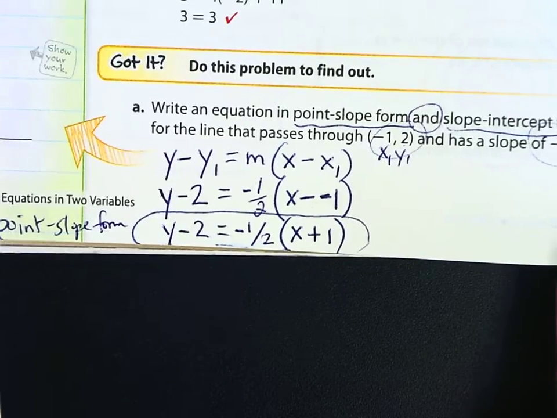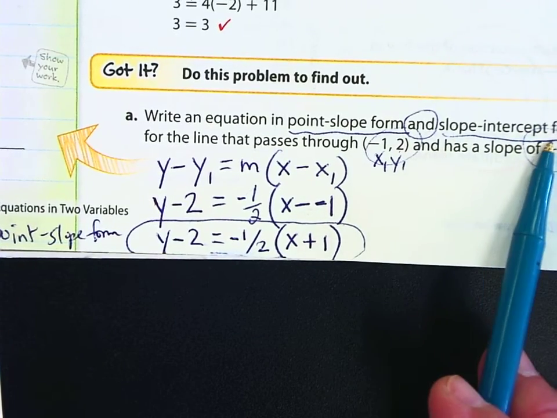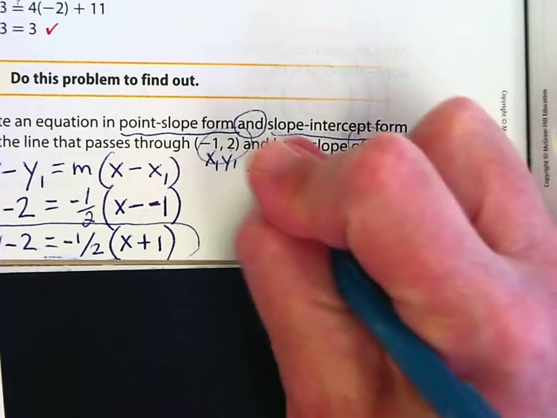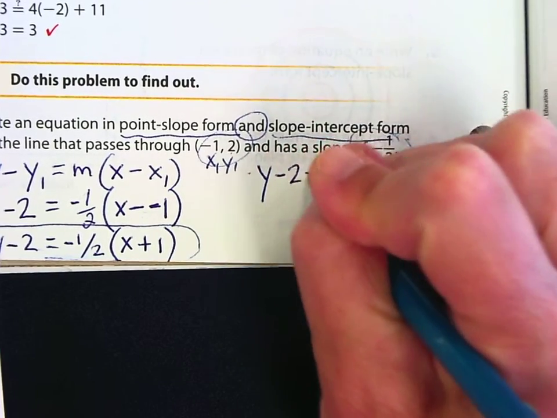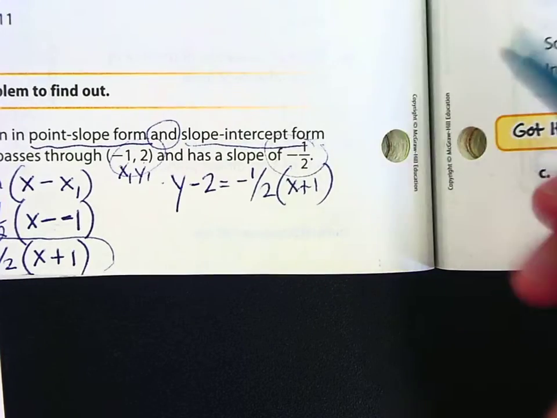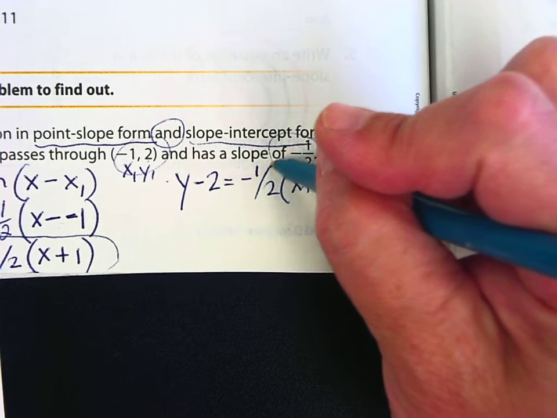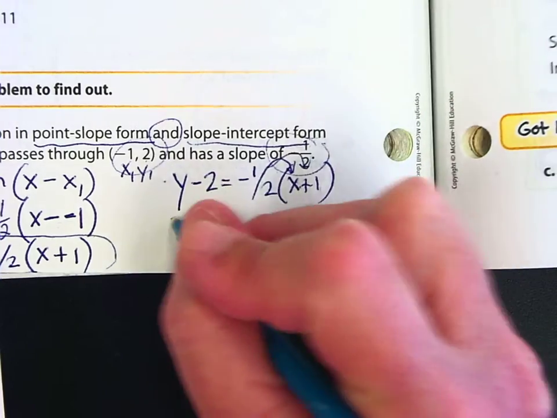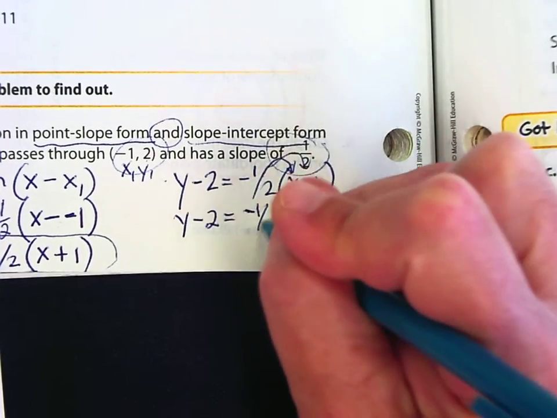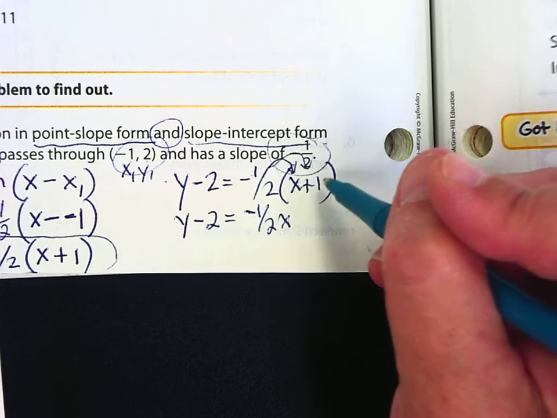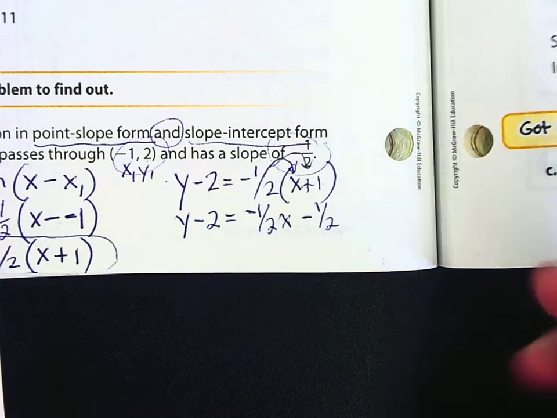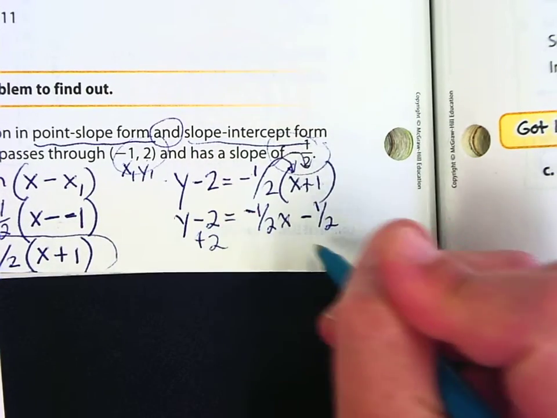Now, because it says write it in slope-intercept form also, I'm going to solve this equation and put it in slope-intercept form. So let me write it right up here. y minus 2 equals negative a half times x plus 1. I'm going to first do the distributive property. So I have y minus 2 equals negative a half x, and negative a half times 1 would be negative a half. Now I'm going to add 2 to the other side.